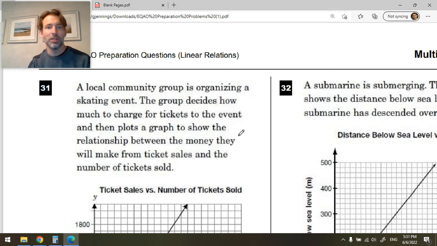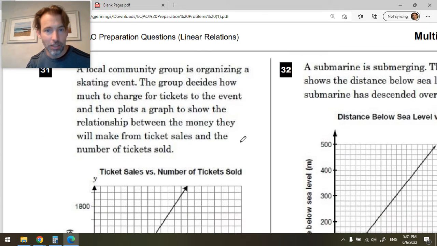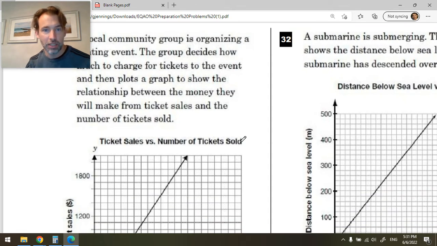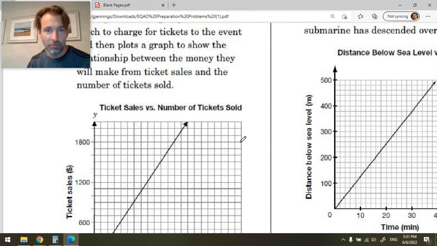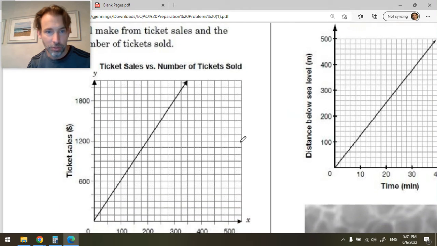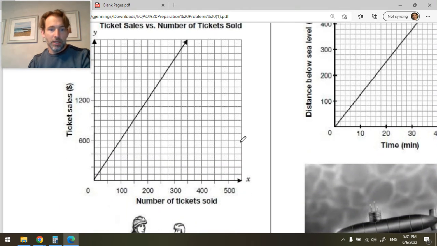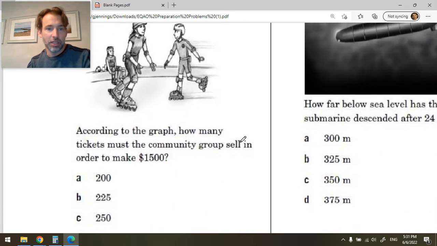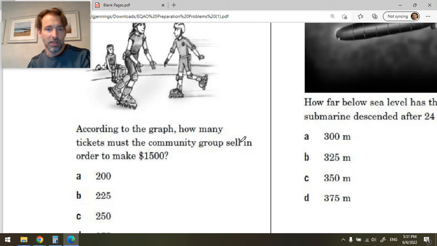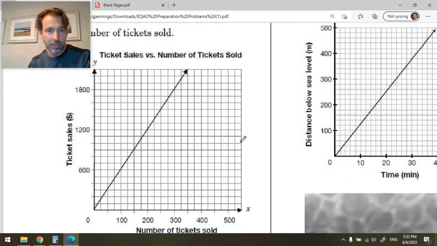A local community group is organizing a skating event. They decide how much to charge for tickets to the event and then plot a graph to show the relationship between the money they will make from ticket sales and the number of tickets sold. According to the graph, how many tickets must the community group sell in order to make $1,500?